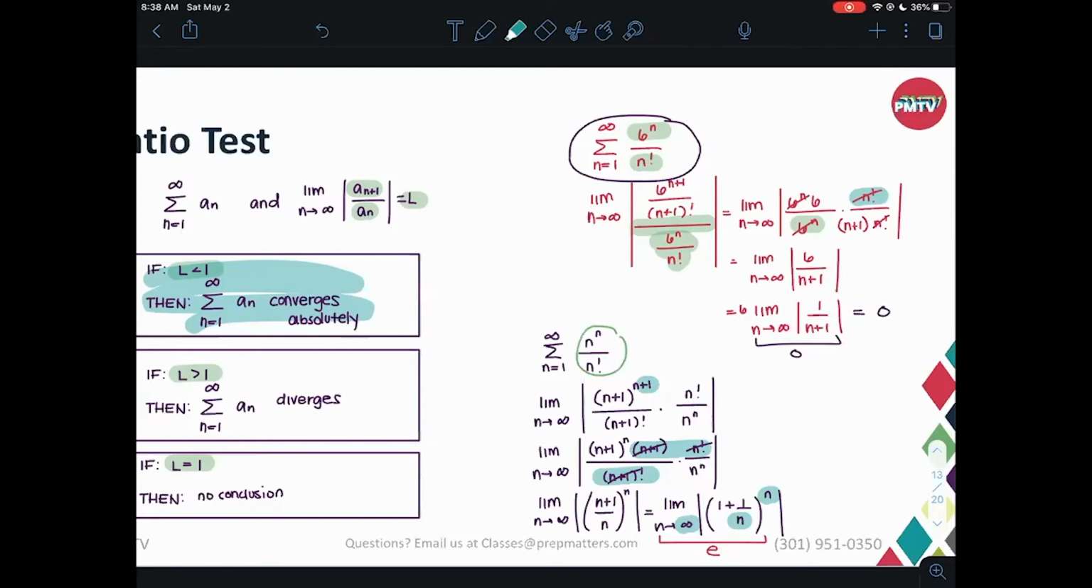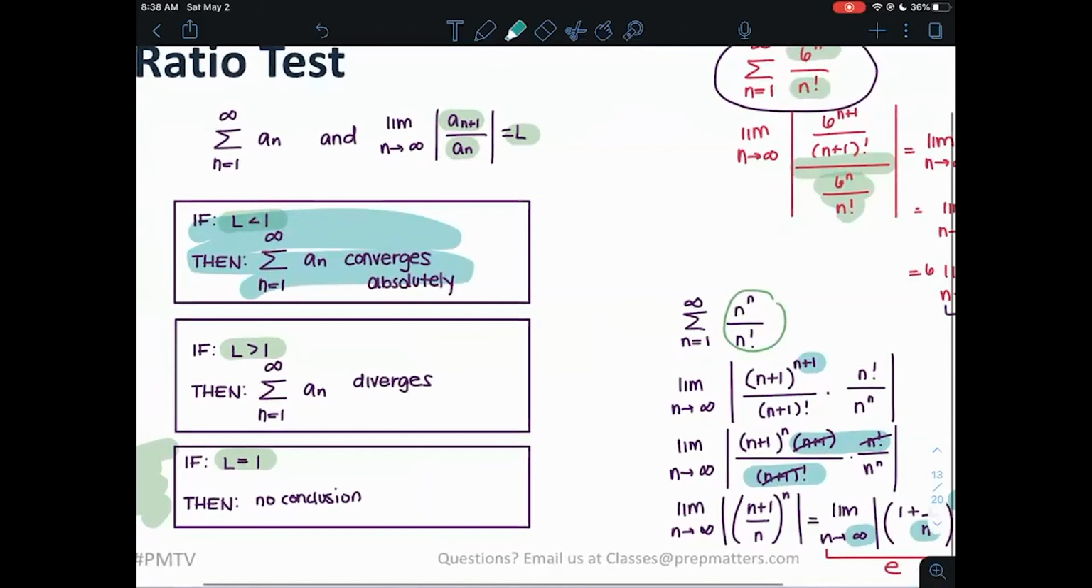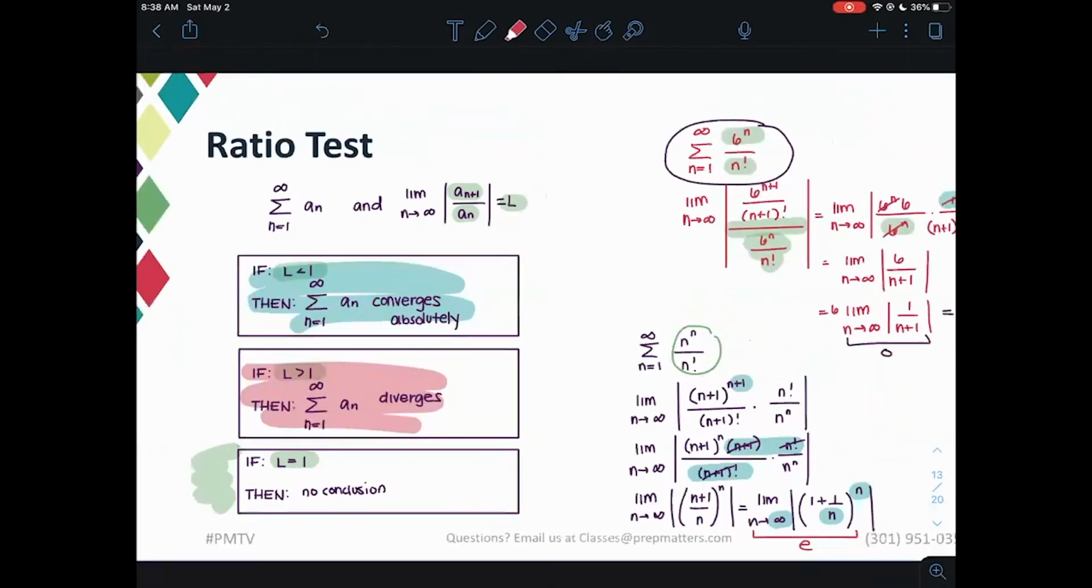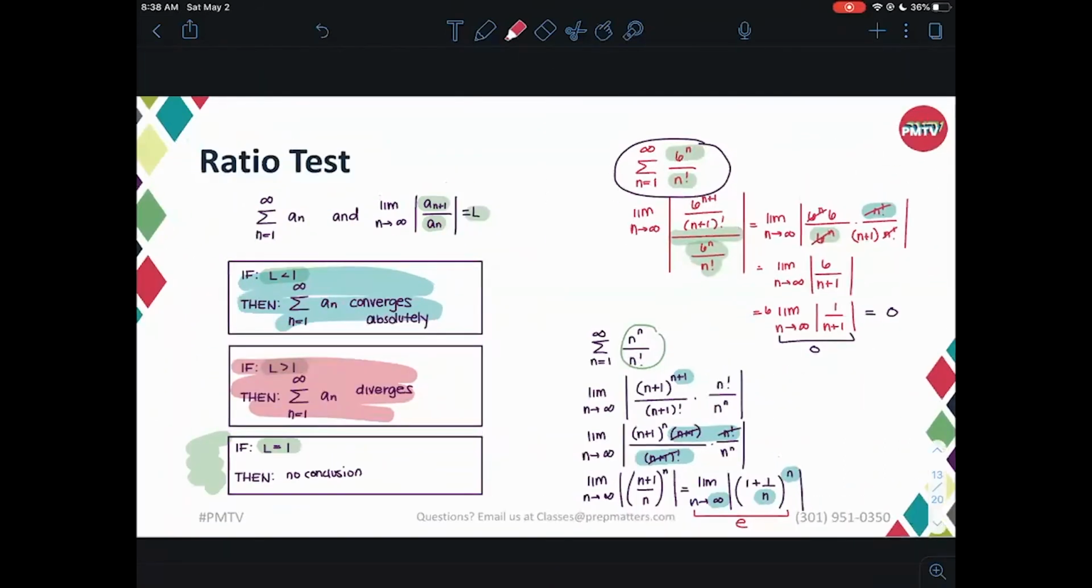Either one, make sure that that limit definition of E is somewhere in your kind of formula bank. And then in that particular case, E is greater than 1, so that series would diverge. And that is the ratio test.